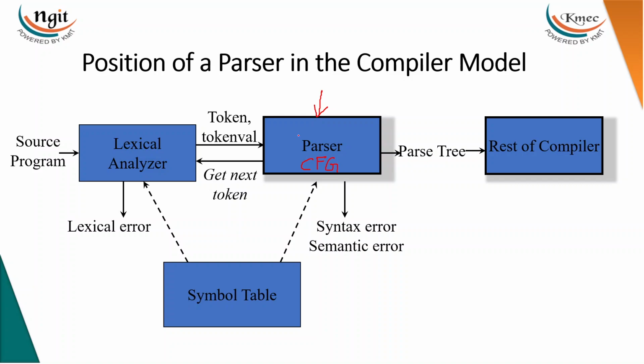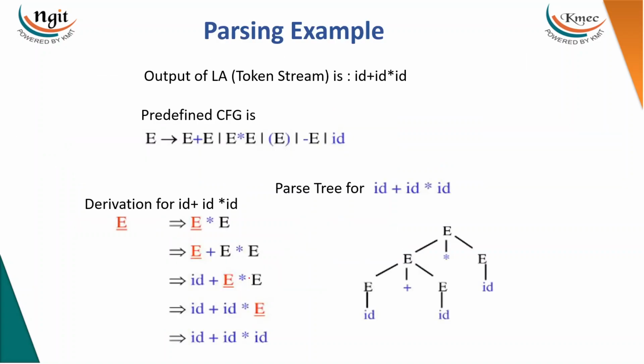If it is not able to generate the parse tree for the tokens from the given context free grammar, then we can say there is a syntax error or semantic error, based on the phase. And whenever it needs some information about the tokens, like properties, the parser takes the information from the symbol table.